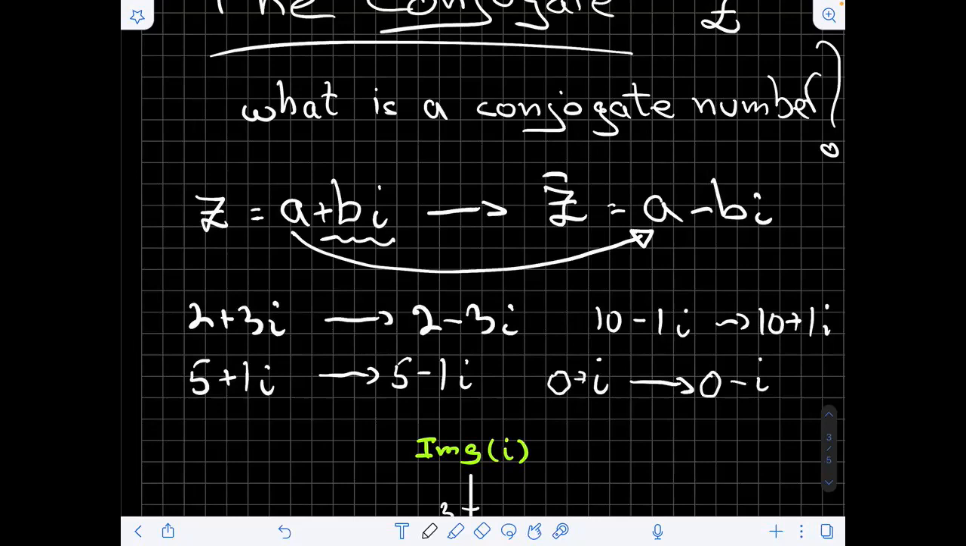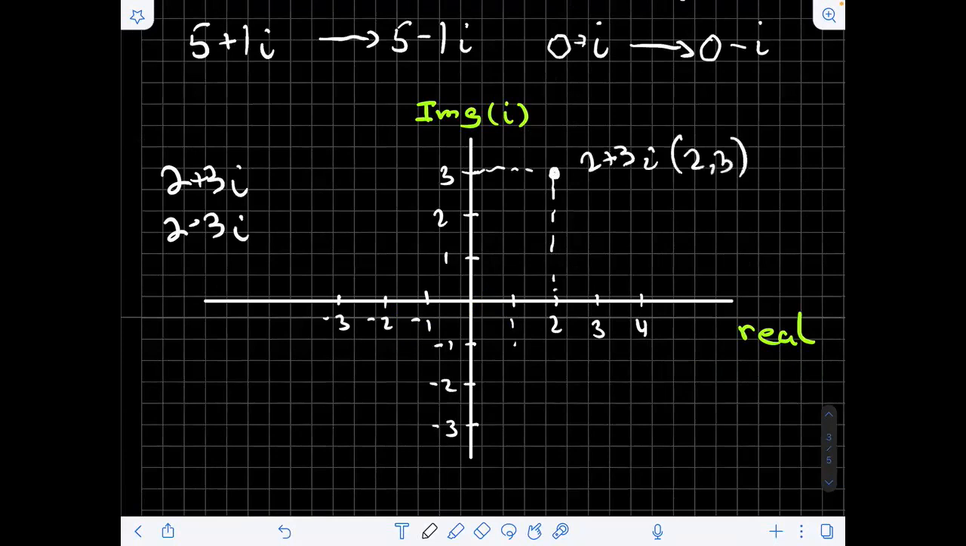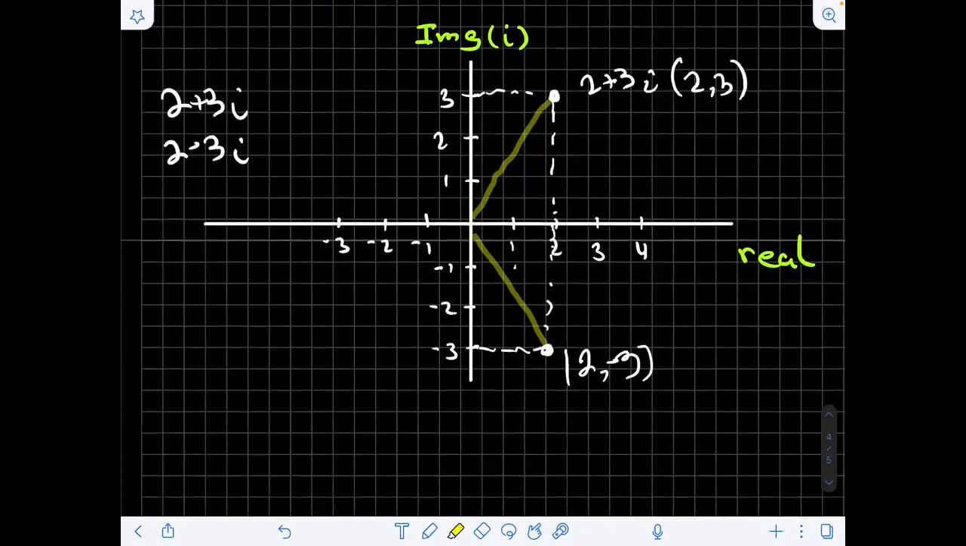Let's look at how we can see this on the Argand diagram. Let's look again at our example, 2 plus 3i. Its conjugate is 2 minus 3i. When we look at our Argand diagram, the point (2, 3) represents 2 plus 3i. And let's look at the conjugate. The x is 2 also, and the conjugate will just be down there, at 2 minus 3. We can also see from here that our distance, which is the modulus, is going to be the same in both cases. So from here we can conclude that the modulus of any complex number is the same as the modulus of its conjugate.